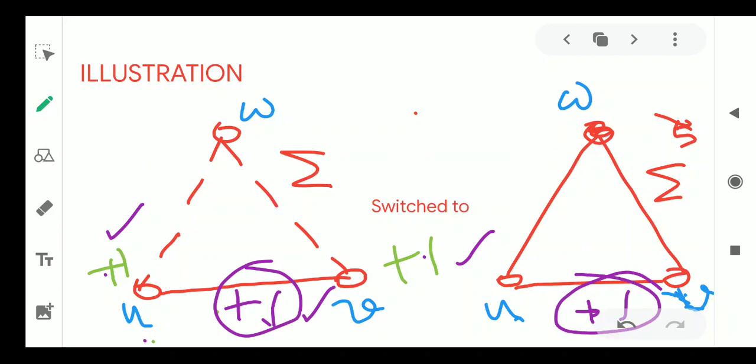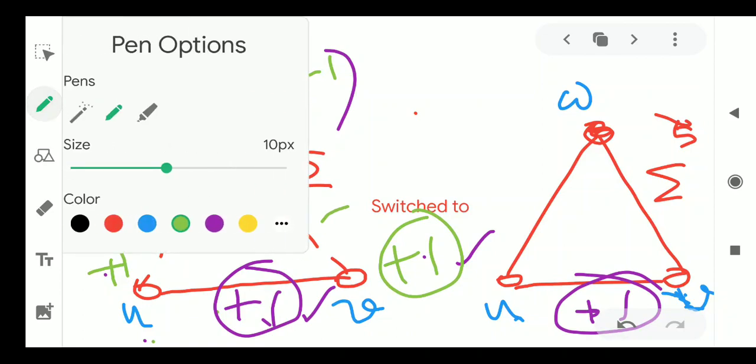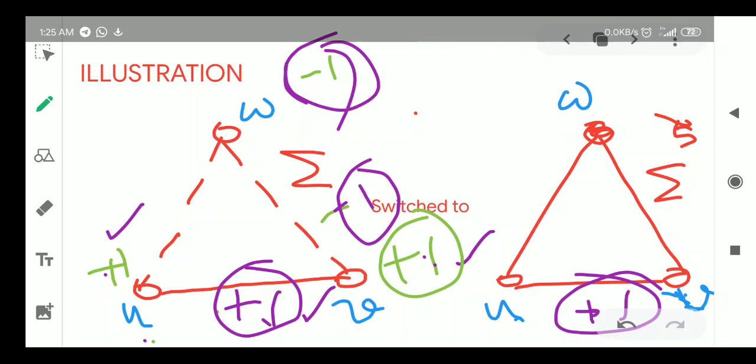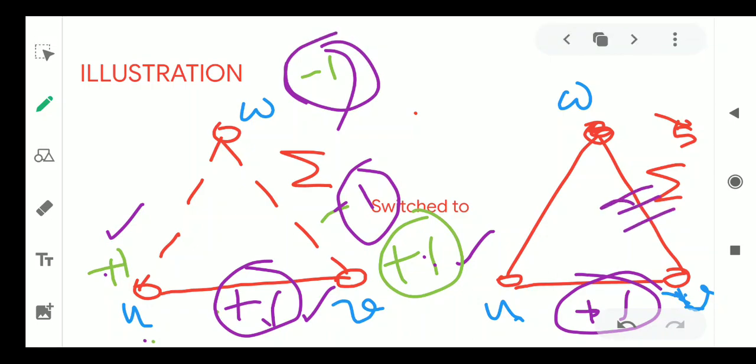Now for W also I have to put some symbol. Let me put it as minus 1. Zeta of U is 1, zeta of V is 1, and zeta of W is minus 1. Then multiply this 1 with this minus 1. This edge is minus 1. So 1 into minus 1 into minus 1, it is plus 1. So that's this edge actually.